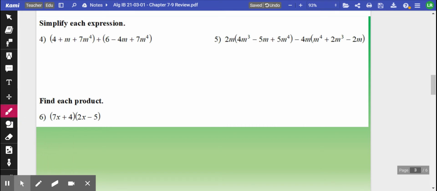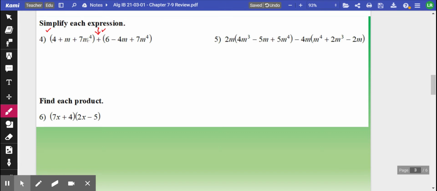Number 4. One thing that's important that we see is that it does have this plus sign in between the two. So I am adding those two trinomials together. I just need to pay attention to what's in front. So what's in front here? It's a 1, that's a positive 1, so that's good. So I'm allowed to just start collecting like terms.